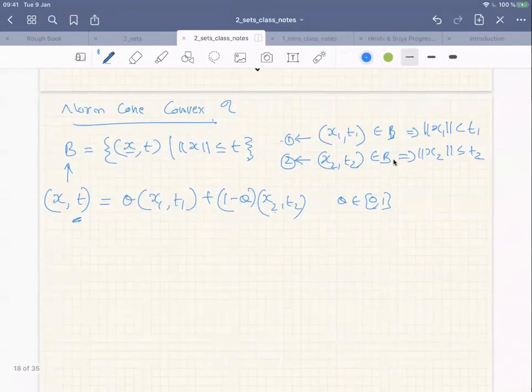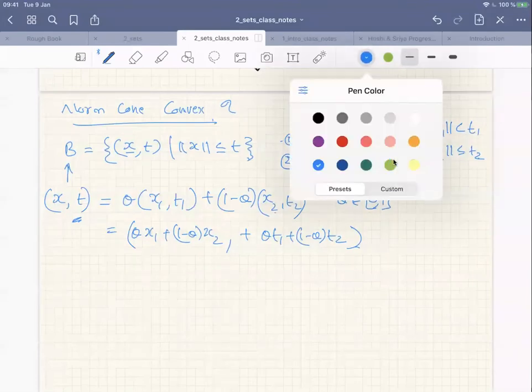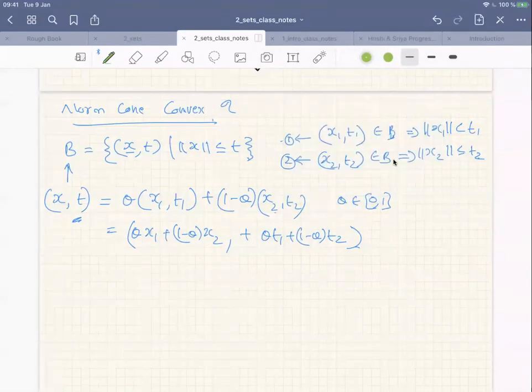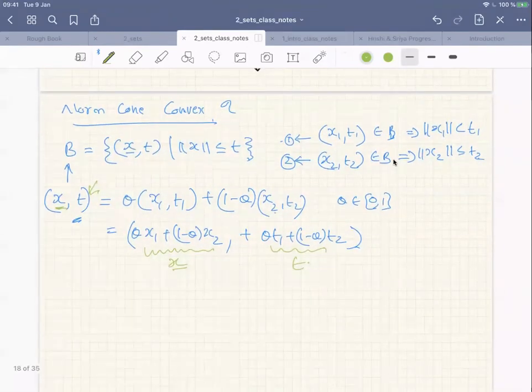Okay, so just expand this, then we'll get theta x1 plus 1 minus theta x2, plus theta t1 plus 1 minus theta t2. So this is my x, and this is the t. Now the only thing is we want to see what is the norm of x, right? So continue.